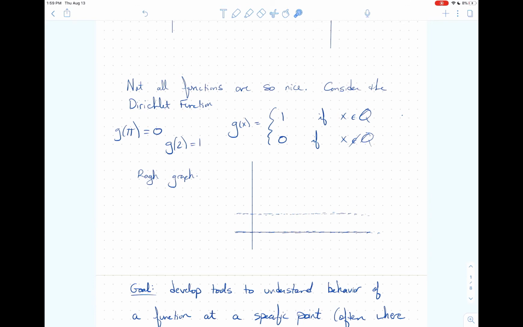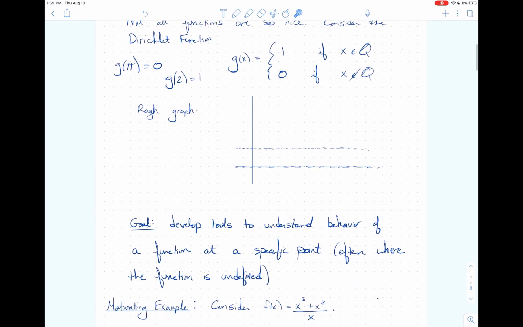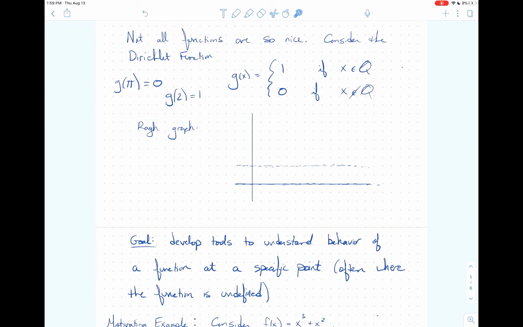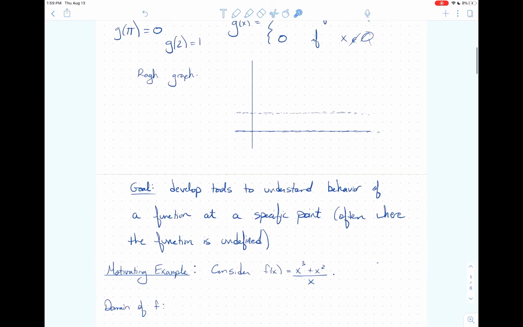And so the point is many functions that we need to model the real world and applications, so on and so forth, are not so nice. We need to learn to deal with the not nice situations. And so our goal in this section is to develop tools to understand the behavior of a function at a specific point. And we're often interested in the points where the function isn't defined. And if you think about it, that's kind of a rather daring thing to do. The function is not defined. How can we possibly learn anything about it? It's undefined there. Well, let's look at this example together.